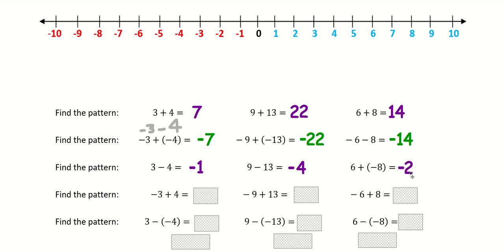Adding a negative 8 is just like subtracting 8. Nothing that new here. If you're starting at negative 3 and we're adding 4, that means we're going to the right. We're heading towards positive land, 4 places, okay? Negative 9 plus 13. What's negative 6 plus 8?